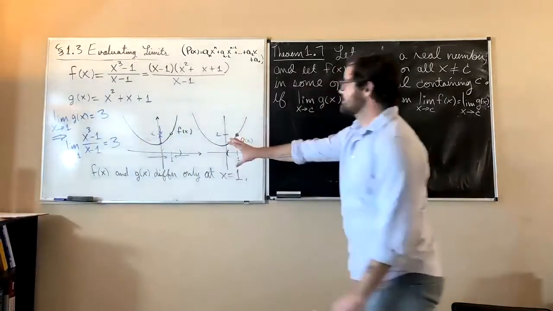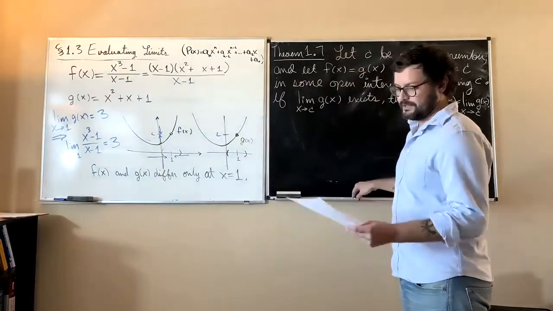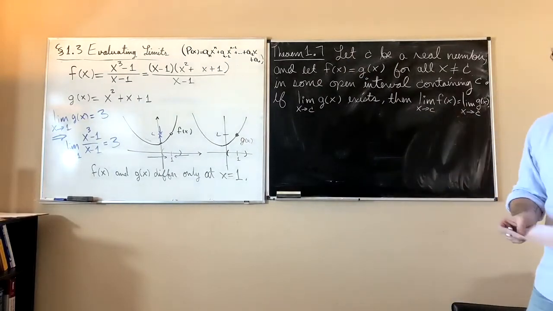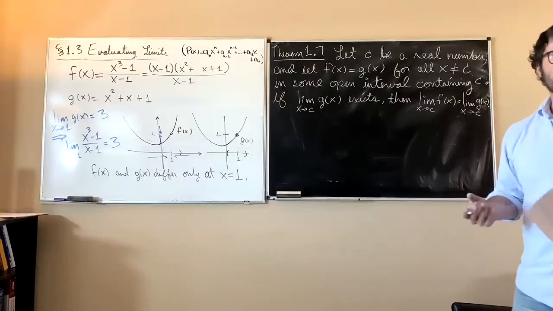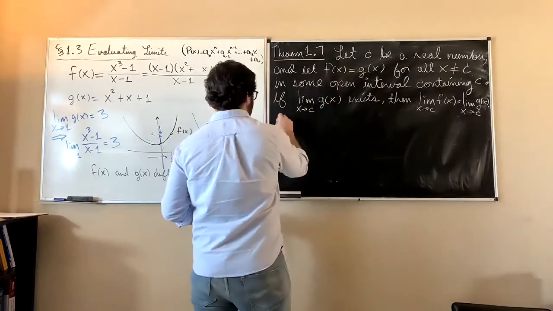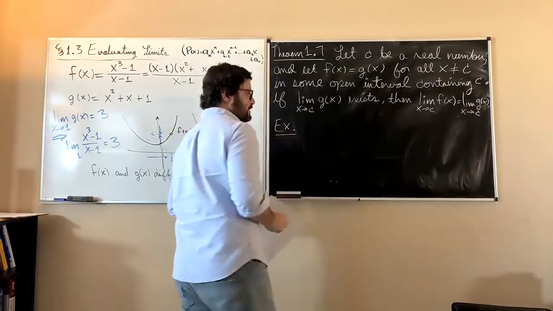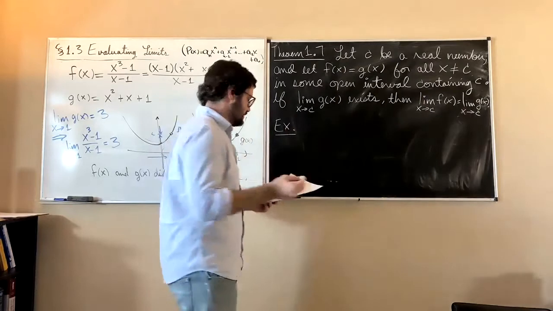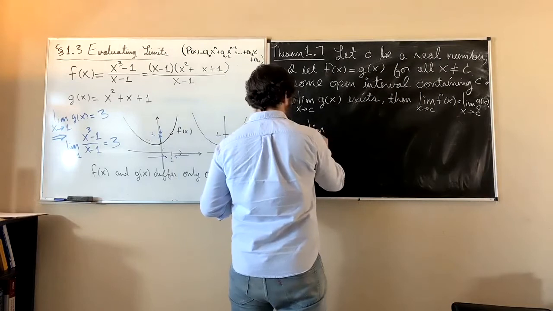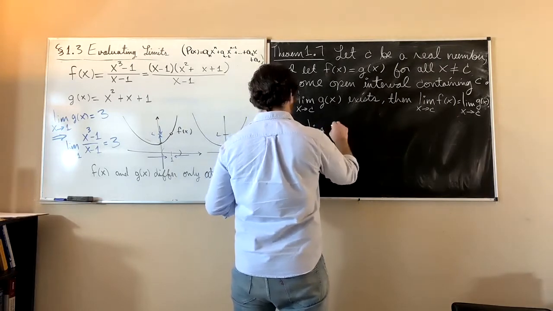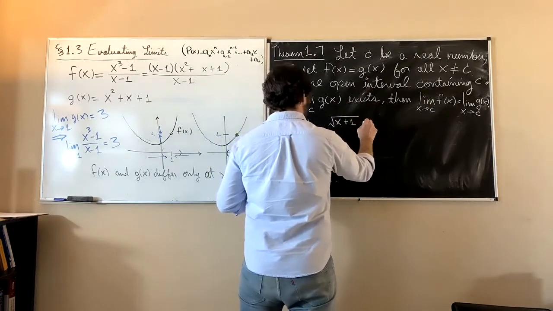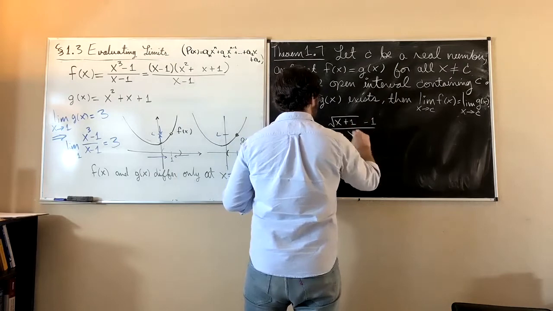Okay, so that was an example illustrating this theorem. It's a technique of eliminating these discontinuities, dividing out the factors which lead to division by 0. Another technique is given by rationalizing ratios. So we have the limit as x goes to 0 of the square root of x plus 1 minus 1 over x.